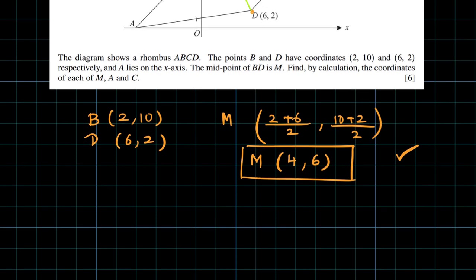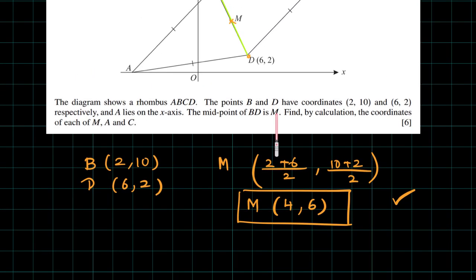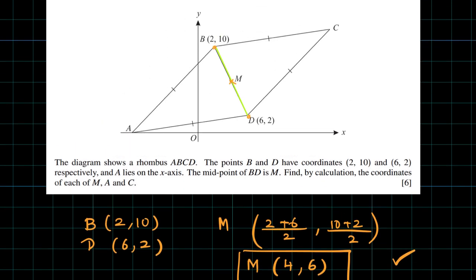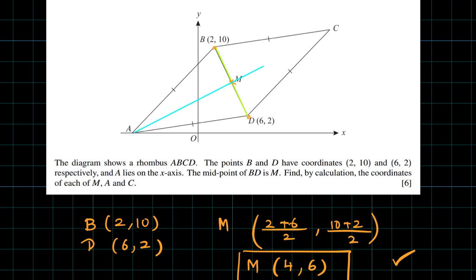Now, what else does it say? It says that the midpoint is M and we have to find M, A and C. So now how will we find A? Now we should know a special property. And what is that special property? Let me first try to make the marker a bit thicker. And let me draw a line starting from A all the way till C. So now this is another diagonal.